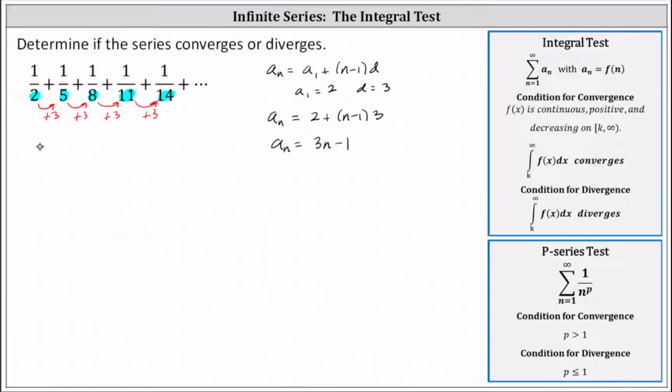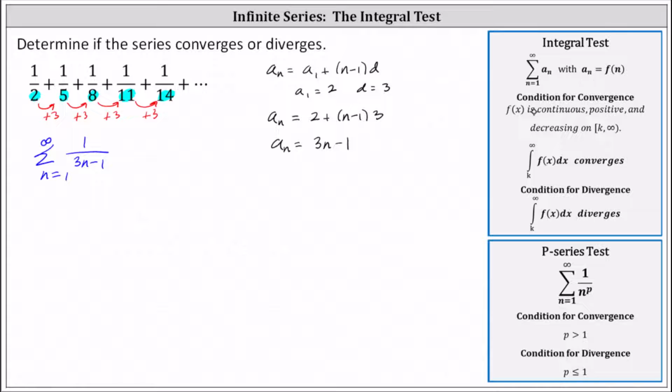We can write the infinite series as the sum from n equals 1 to infinity of 1 divided by the quantity 3n minus 1. Notice when n equals 1, we do get 1/2. When n is 2, we get 1/5, and so on. Because we can easily integrate 1 divided by the quantity 3n minus 1, the integral test is a good choice to determine convergence. Recall, for the integral test, we have a sub n equals f of n.